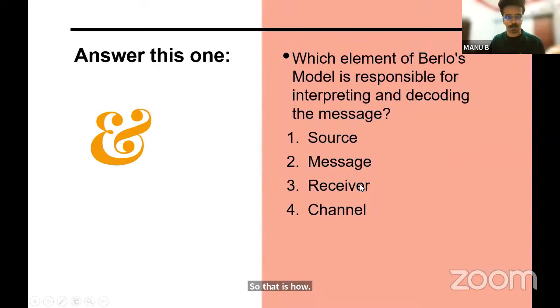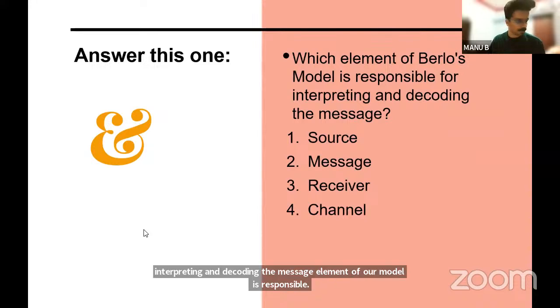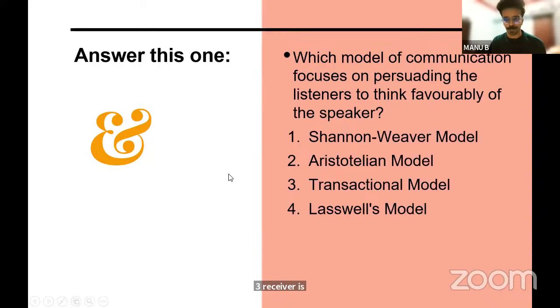Now, next question. Which element of Berlo's model is responsible for interpreting and decoding the message? For interpreting and decoding the message, which element of Berlo's SMCR model is responsible? It is option 3. Receiver is responsible for interpreting the message, which is the right answer.